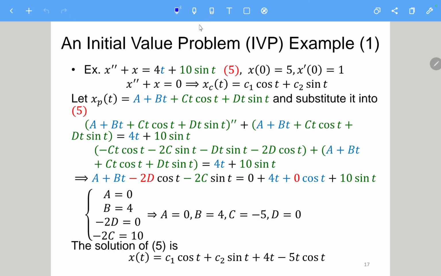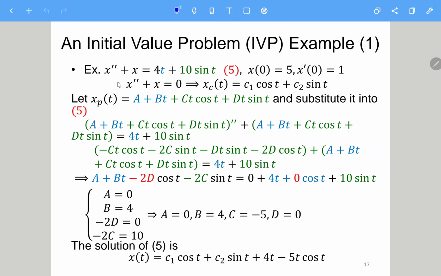Okay, so finally we talk about the initial value problem. Which means that if we have an ODE with initial conditions, just as I mentioned, this is second order. You should have the zeroth order initial condition and then the first order initial condition. So you get 2 initial conditions for the second order linear ODE. Then you are able to solve for C1 and C2.